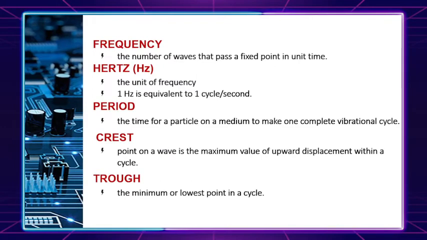So ito po, frequency is the number of waves that pass a fixed point in unit time. So that's the meaning of frequency. Hertz is the unit of frequency. 1 hertz is equivalent to 1 cycle per second.